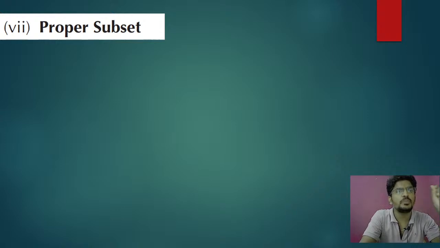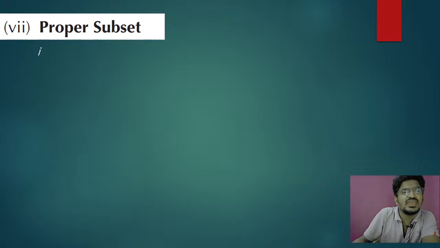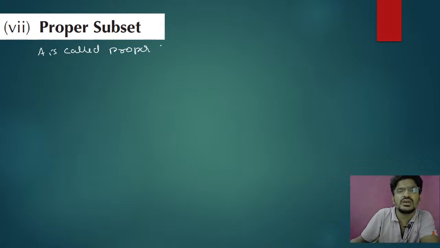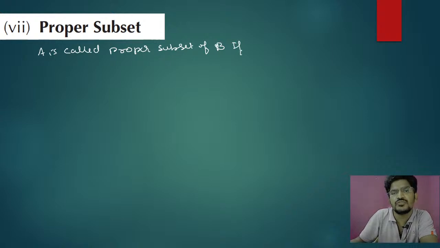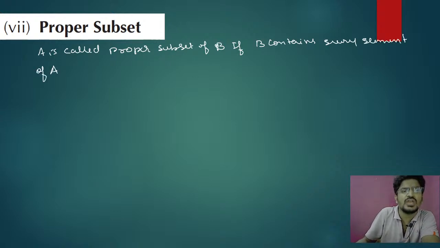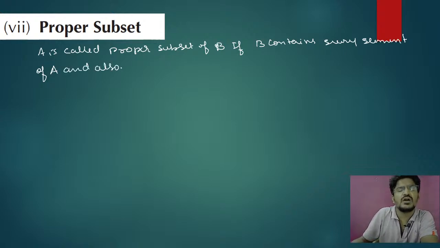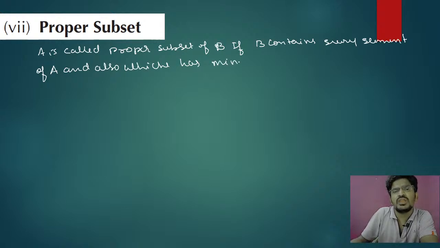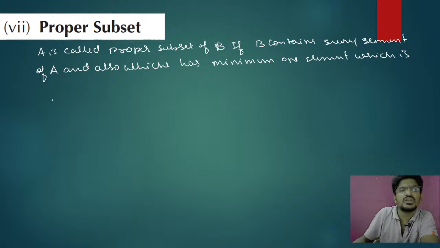Okay, next coming to proper subset. Proper subset means A is called a proper subset of B if B contains every element of A and also has at least one element which is not in A.